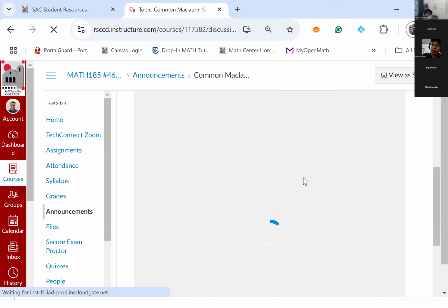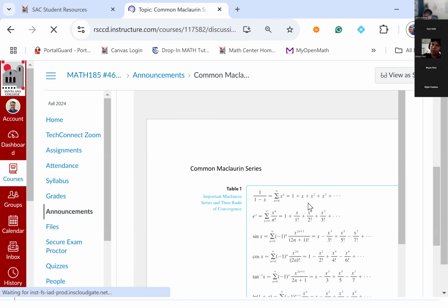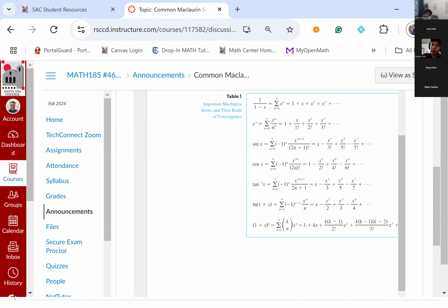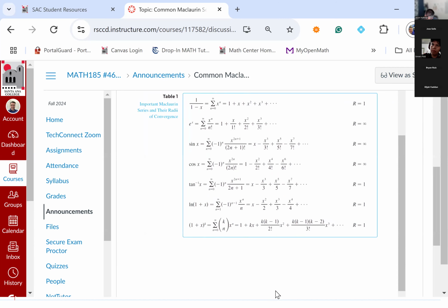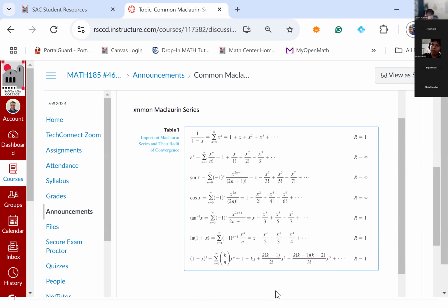Hopefully it brings up the file. Okay, and it gives me the radius of convergence as well. And we have 1 over 1 minus x, which is 1 plus x plus x squared plus x cubed forever. e to the x is the sum of x to the nth over n factorial, 1 plus x over 1 factorial plus x squared over 2 plus x cubed over 3.